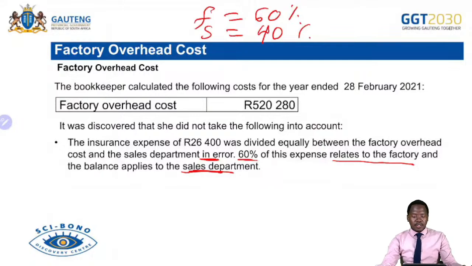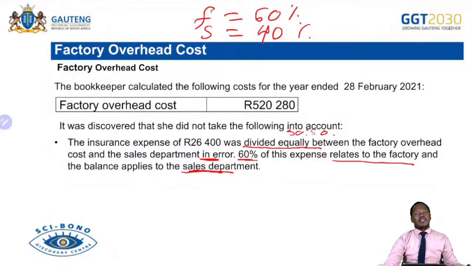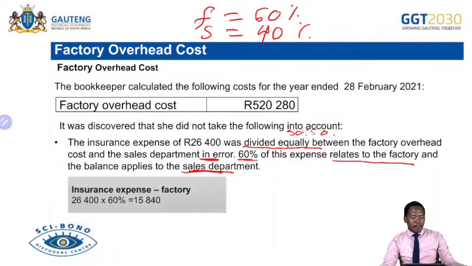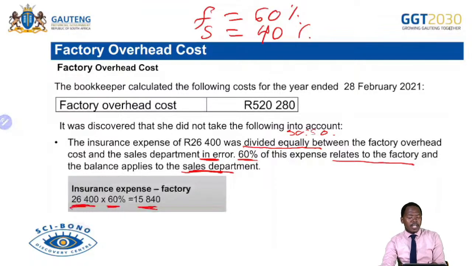Right. Grade 12, they said this was divided equally. It means it was given 50-50. They were not supposed to give it 50-50. They were supposed to give it 60-40. Right, moving on now. What are we supposed to do now? We are going to be looking at our insurance factory expense by saying 26,400 times the 60, the correct ratio, which will give us 15,840. This is what we were supposed to get.